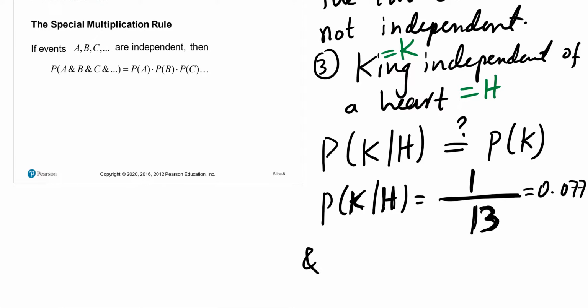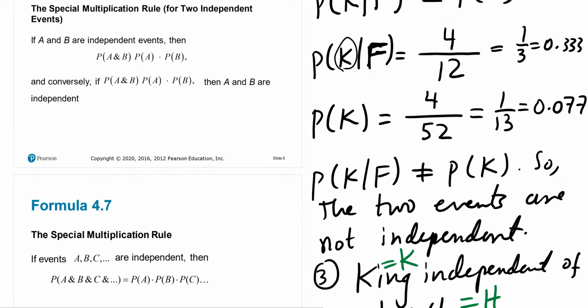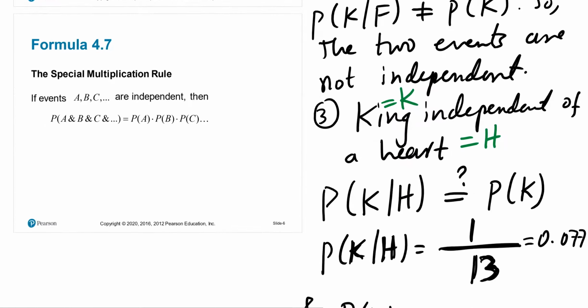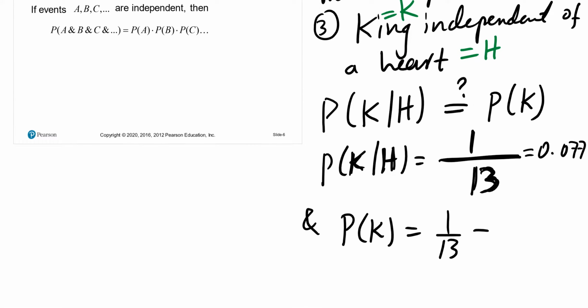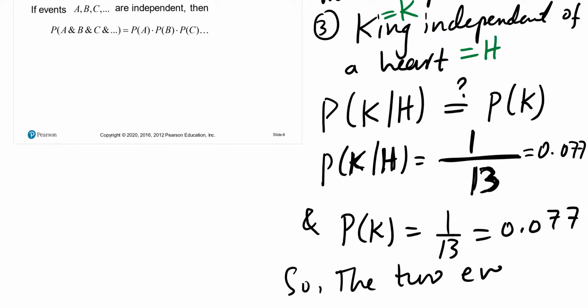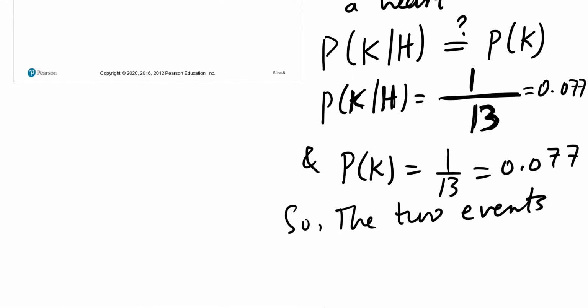And the probability of king, we just found it in the previous part. It was 1 over 13 again, which is 0.077. So the two events are independent.